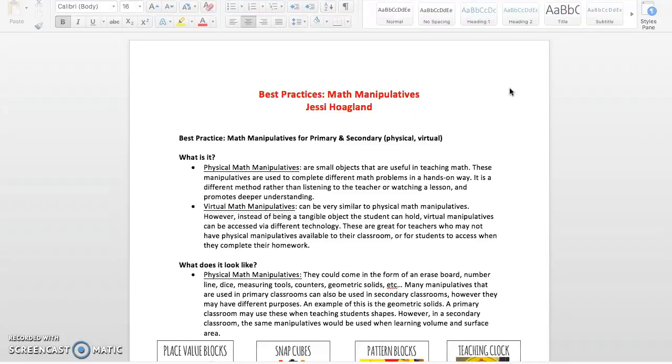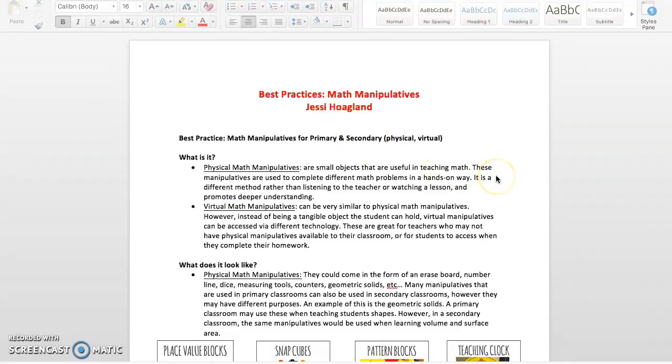A physical math manipulative could be any kind of small object, something to write on, something to draw on, any kind of tangible thing that the student can hold or use to really see the math problem in front of them. So if you're doing a subtraction problem, they can really see the numbers and what they are doing in front of them. And since it's so hands-on, it just really reaches out to the students and gives them a better understanding rather than listening to the teacher give a lesson or completing a worksheet by themselves.